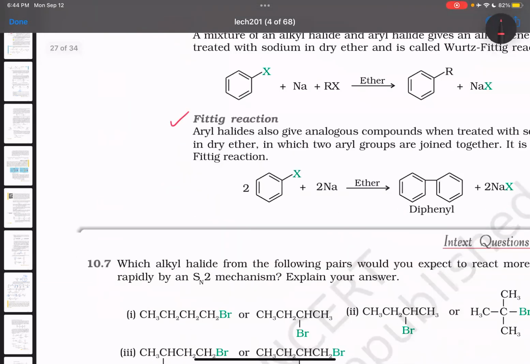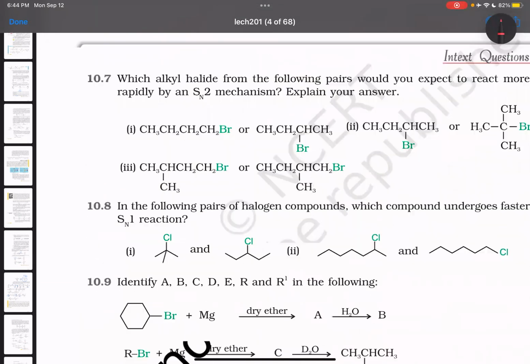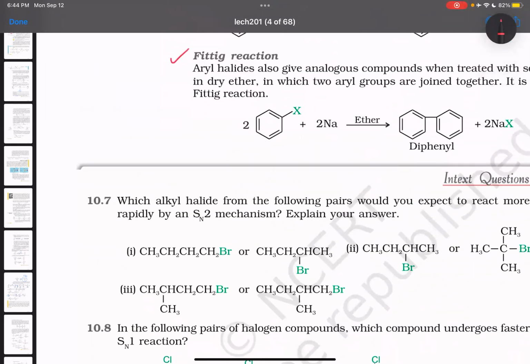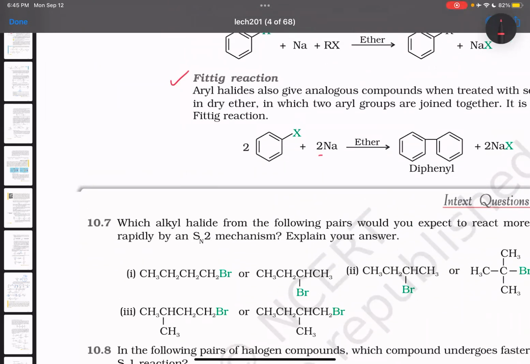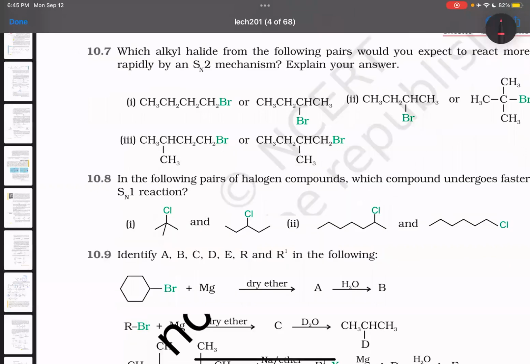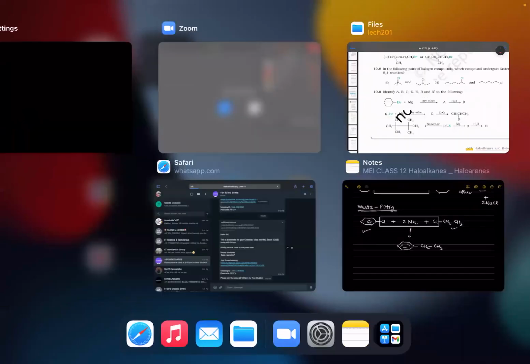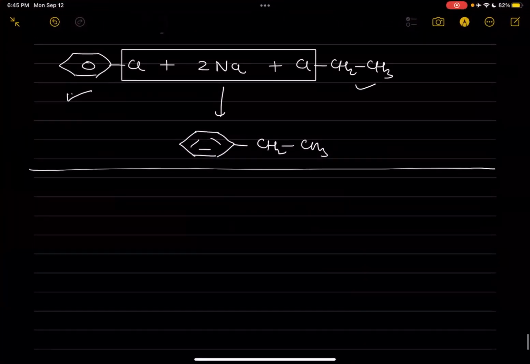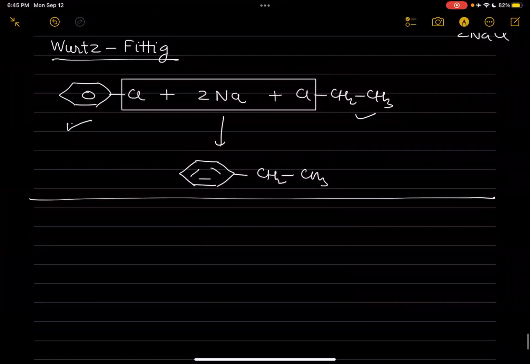So let's move on to another reaction. This is the reaction of alkyl halide with metals. Sodium is a metal. And there is one more reaction which is very famous and will be useful not only in this chapter but in all the upcoming chapters. That is the reaction with magnesium. So with magnesium, how does the reaction happen? Let's see that.